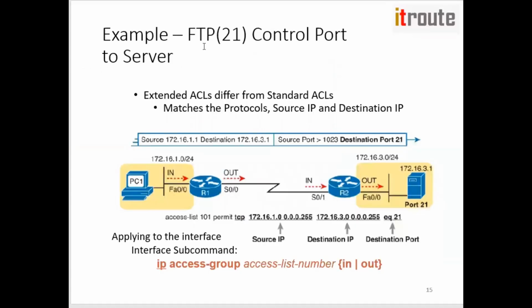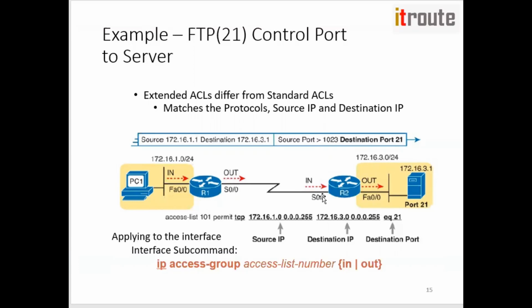Now, an example of FTP: port 21 is the control port to the server. Extended ACLs differ from standard ACLs in that they match the protocol, source IP and destination IP. Let's say we have a source and a source port. We have one subnet here and a router, and there's router 2 here, and this is the destination address.